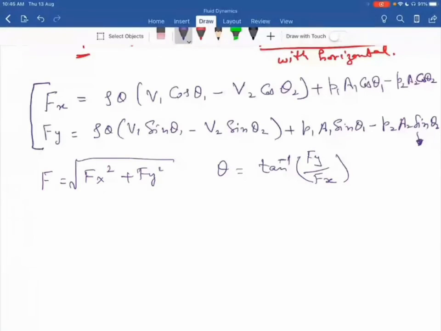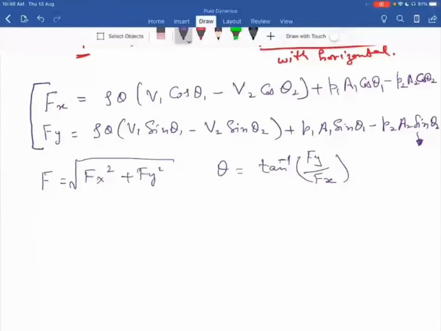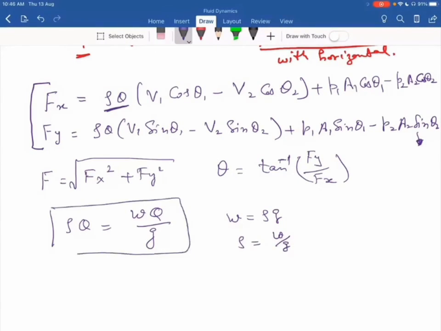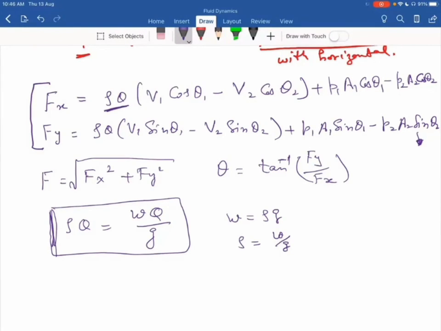Okay, so in this manner you can use impulse momentum relation or impulse momentum equation to determine the force exerted by fluid on the bend in the pipe. Okay, now you can also see here rho Q. The term rho Q, we can also write it as WQ by g. लिख सकते हो W is rho g. Okay, so you can also write rho as W by g. So term rho Q you can also replace by WQ by g. ठीक है? So this is all about your syllabus in first paragraph.